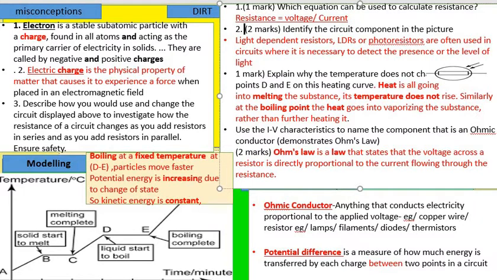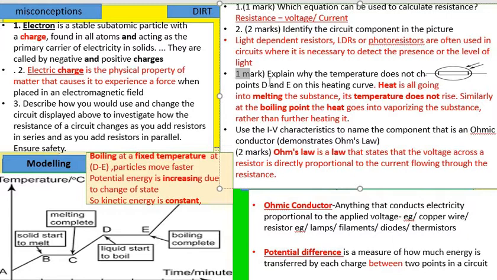Number 2, you were asked to identify the symbol. What was this symbol over here? And this symbol is a light-dependent resistor, LDR, abbreviated, or similarly photoresistor. So can you please draw the symbol in your book and write down what it stands for?